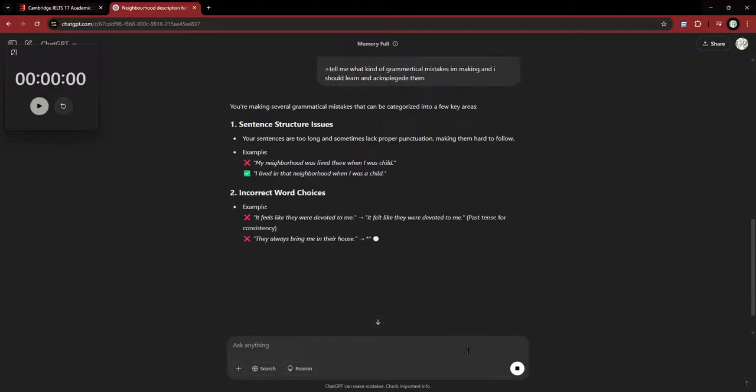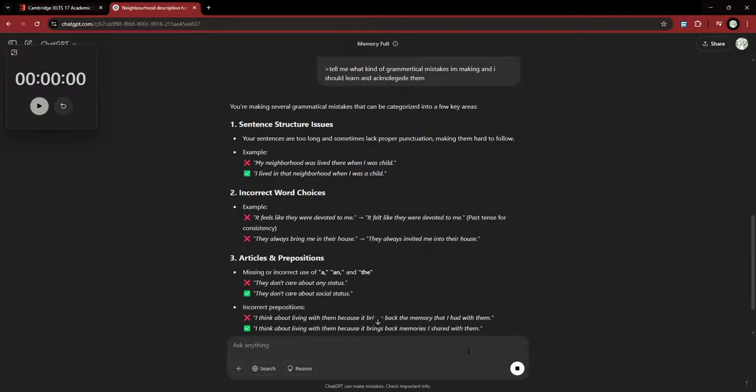You are making several grammatical mistakes that can be categorized into a few key areas. Sentence structure: "My neighborhood was lived there when I was child." Correct: "I lived in the neighborhood when I was a child." Okay. That means I don't understand what the neighborhood means right now.